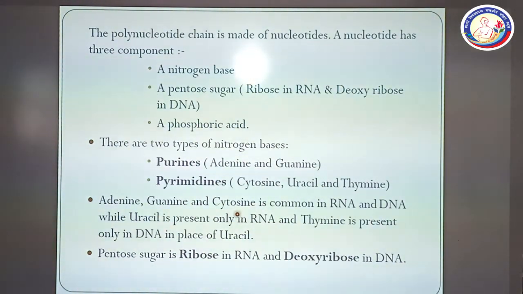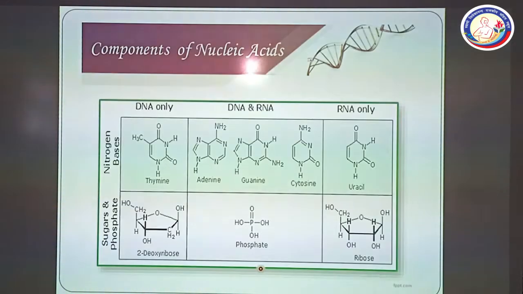Adenine, guanine and cytosine are common in RNA and DNA, while uracil is present only in RNA and thymine is present only in DNA in place of uracil. So the pentose sugar is ribose in RNA and deoxyribose in DNA. A figure is given here, components of nucleic acid, very important. DNA contains thymine. In RNA, it contains uracil.